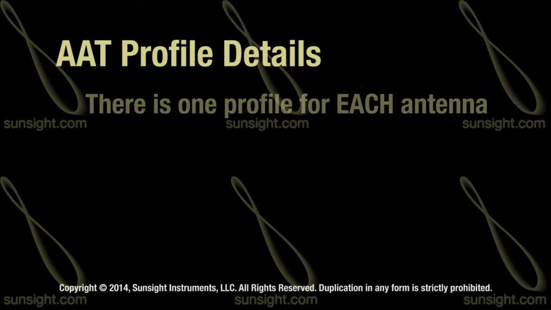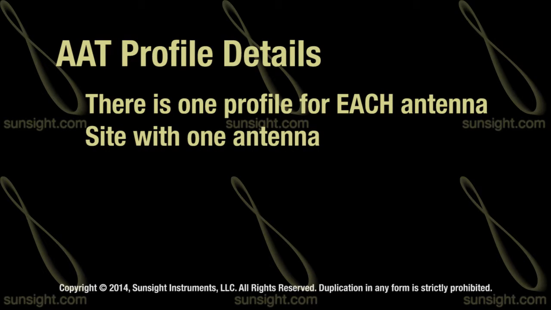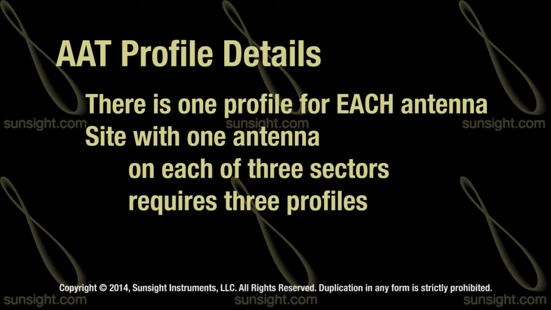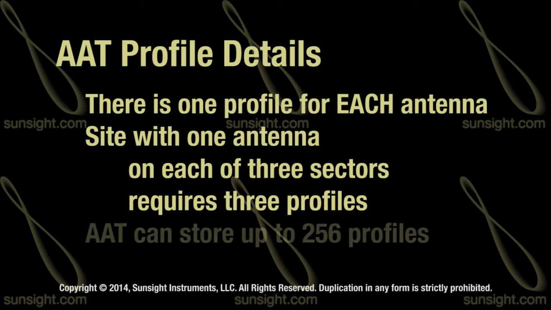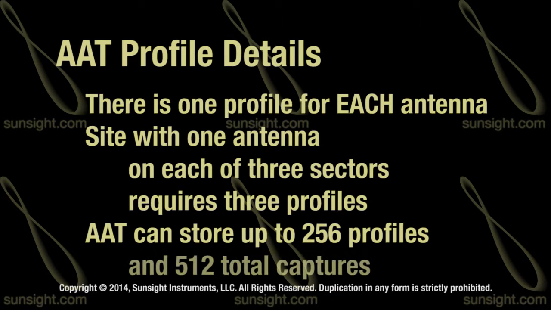There is one profile for each antenna to be aligned, so a site in the field that has one antenna to be aligned on each of 3 sectors would require 3 profiles. The AAT can create and store up to 256 profiles along with 512 sets of captures before any data needs to be deleted or moved off the unit.